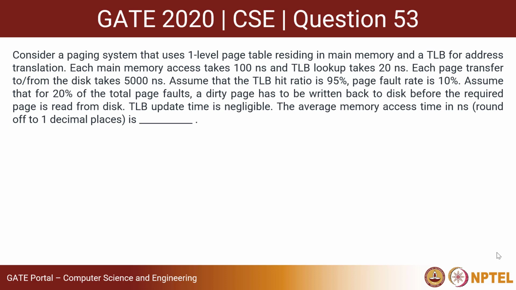Assume that the TLB hit ratio is 95%, page fault rate is 10%. Assume that for 20% of the total page faults, a dirty page has to be written back to disk before the required page is read from disk. TLB update time is negligible. The average memory access time in nanosecond, rounded off to one decimal place, is dash. So this is the numerical answer type question.